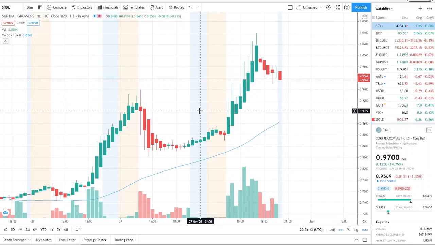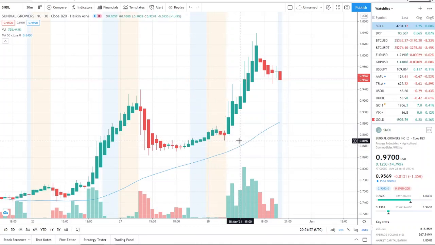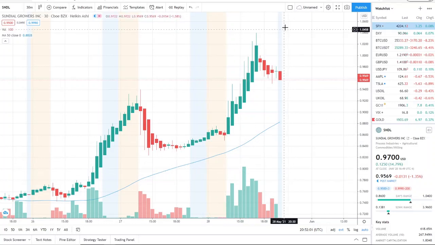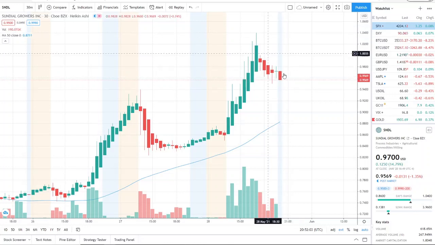So SNDL, Sundial Growers Inc., actually breaks through yesterday's highs. We saw this pulling back. It wasn't looking so great. In the aftermarket hours, it started to pick up some traction. Pre-market kind of kept going, pulled back, right? Hit a low here of 84 cents. And then just took off with the rest of the meme stocks, and now it's pulling back.